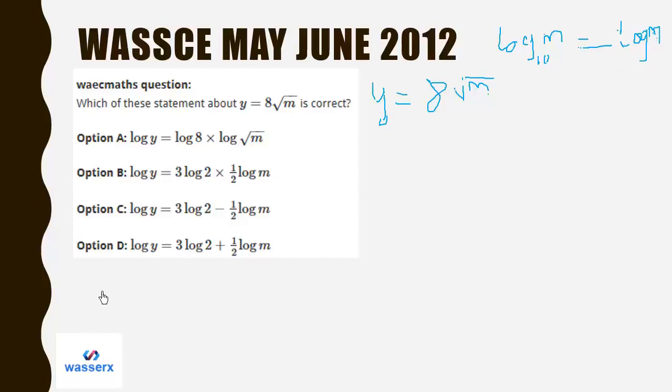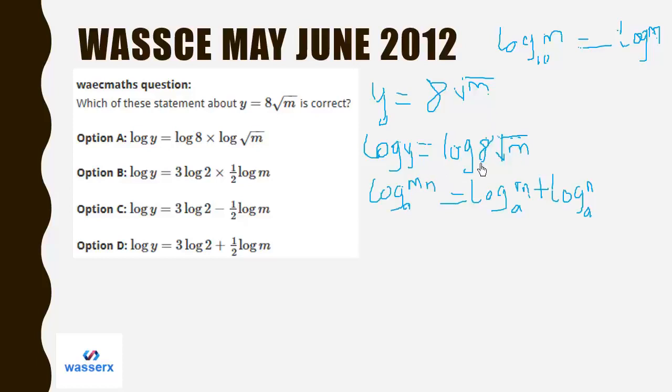So now, if we take logarithm of both sides to base 10, we are going to get log y is equal to log 8 root m. So now we apply the property to the right hand side. So we are going to get log y is equal to log 8 plus log root m.